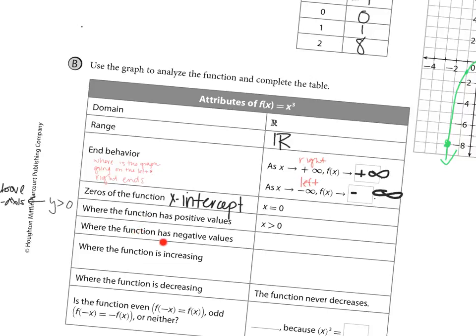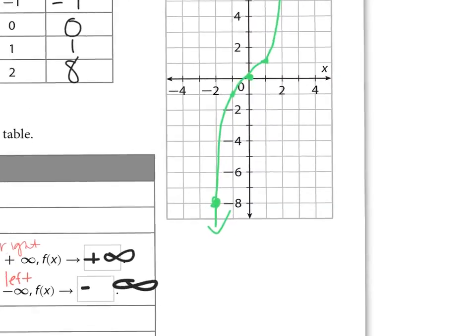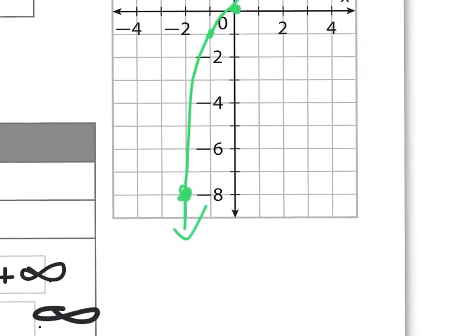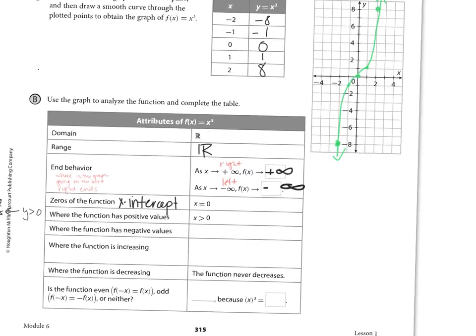So what about the next question, where the function has negative values? If it has negative values, I'm not looking at what's above the x-axis. What am I looking at? Below the x-axis. So looking at my graph again, if I want to know what part of it is below the x-axis, well, that's this piece, because the x-axis is cut off at the top. What can you tell me about my x values here? They're all negative. So that would mean my function has negative values when my x's are less than 0.